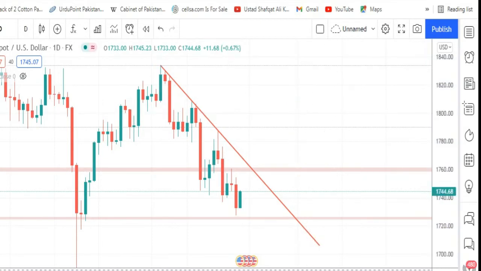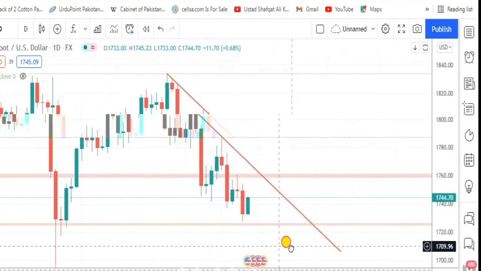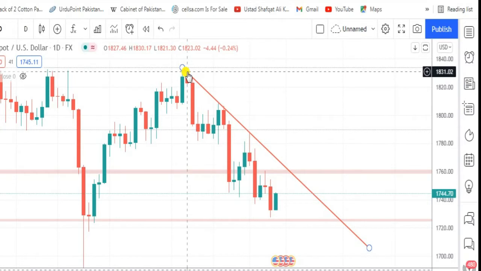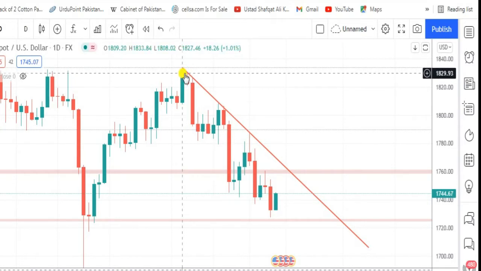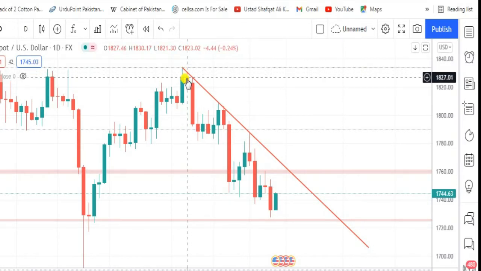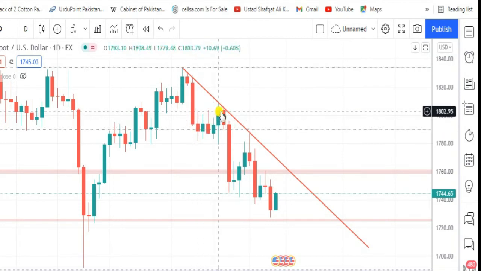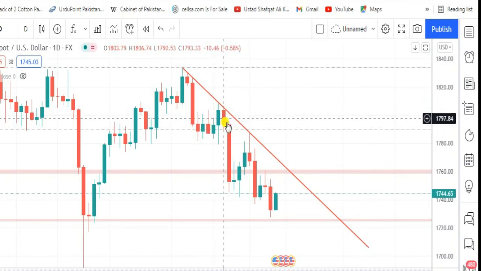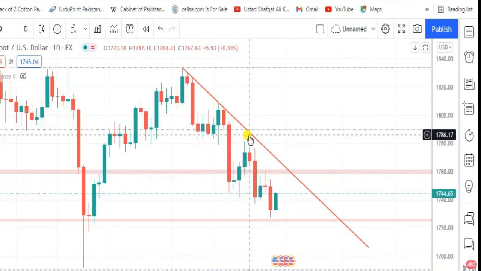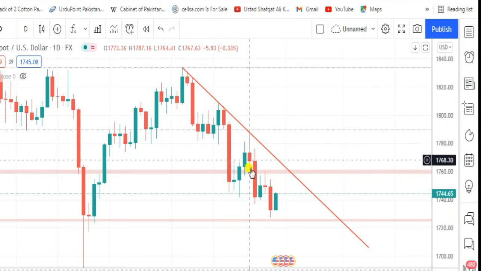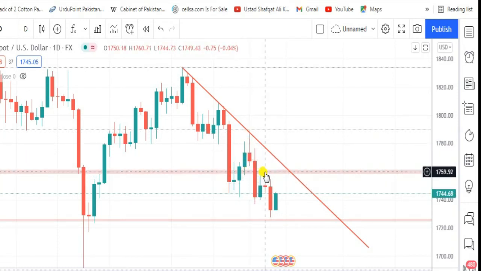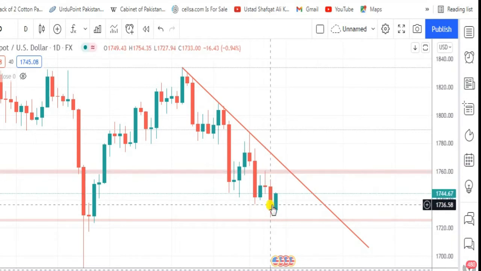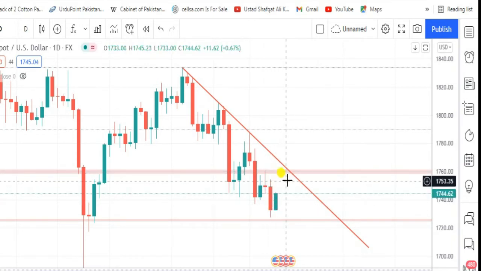It's perfectly drawn. As you know, 1830 was the resistance, then whenever the market fell, it retested again, and 1805 was a good resistance area. Then again the market moved to the upside, 1788. Then again the market tried, and moved till 1760. Then again the market falls. Now again the market is coming towards the upside.